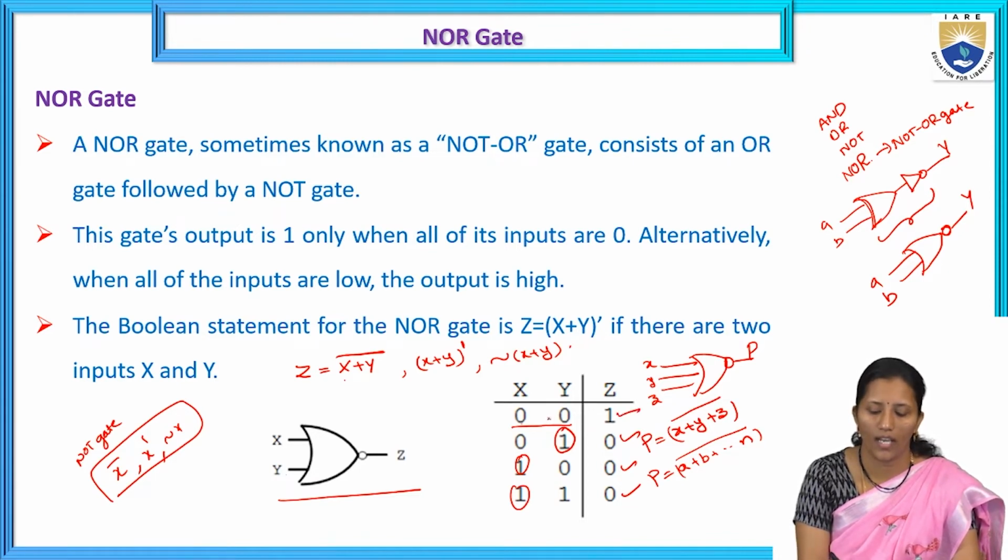So here X and Y are 0, the output is 1. If X is 0 and Y is 1, the output is 0. If X is 1, Y is 0, output is 0. If X is 1 and Y is 1, output is 0. So this is the inverse of the truth table output of the OR gate. If any one of the inputs is 1, we are going to get output 0 in the NOR gate.